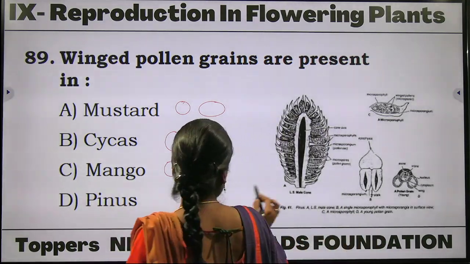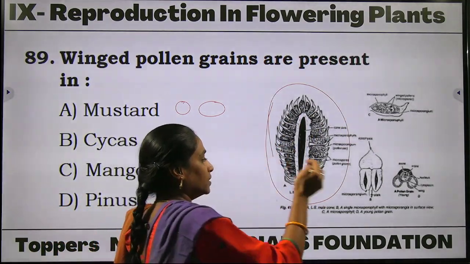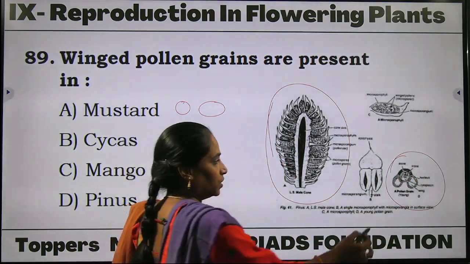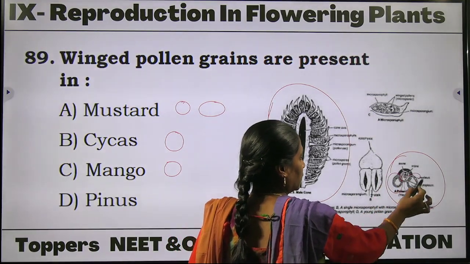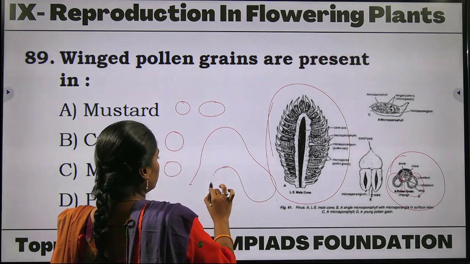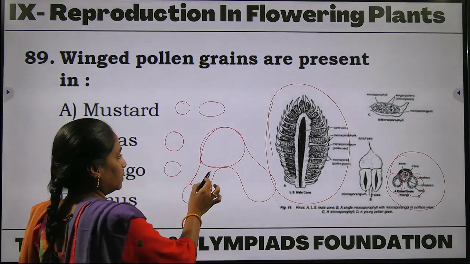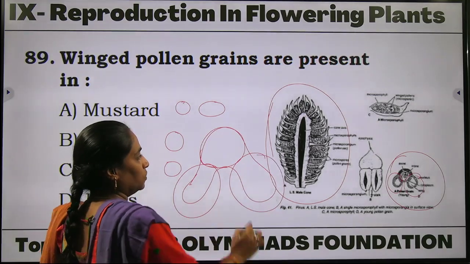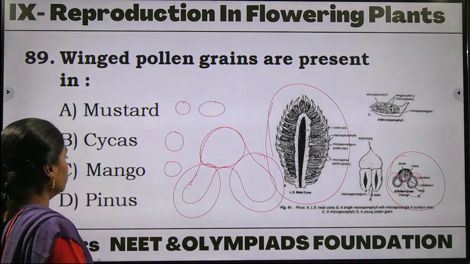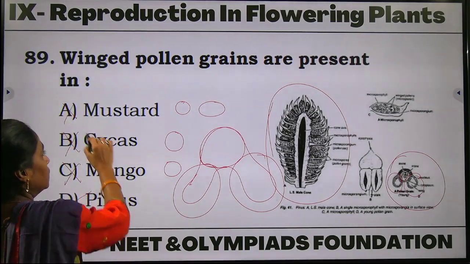But coming to pinus, see the picture over here, this is the cone of a pinus and this is the male gamete, nothing but the pollen grain. Okay, so here you can see the structure which is containing the wings. So exactly like this. Okay, this is the pollen grain, this is one of the wings and this is the other wing. Okay, the winged structure of the pollen grain can be seen in which of the following? Only in the pinus. Okay, not in the mango, not in the cycas and not in the mustard.